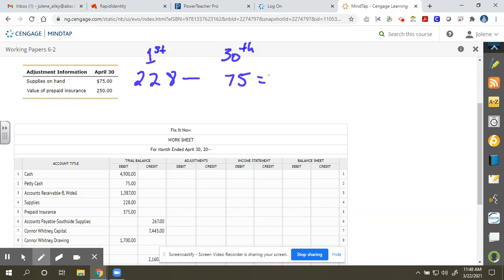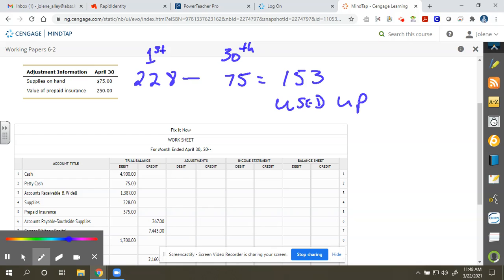Well, the difference there, subtract it, and you find that the difference is $153. So what happened to that $153 worth of supplies? Well, it was used up. Maybe it was pens, pencils, tape, staplers, whatever, but it was used up. So we have to show that this is the difference that was used up during the month.